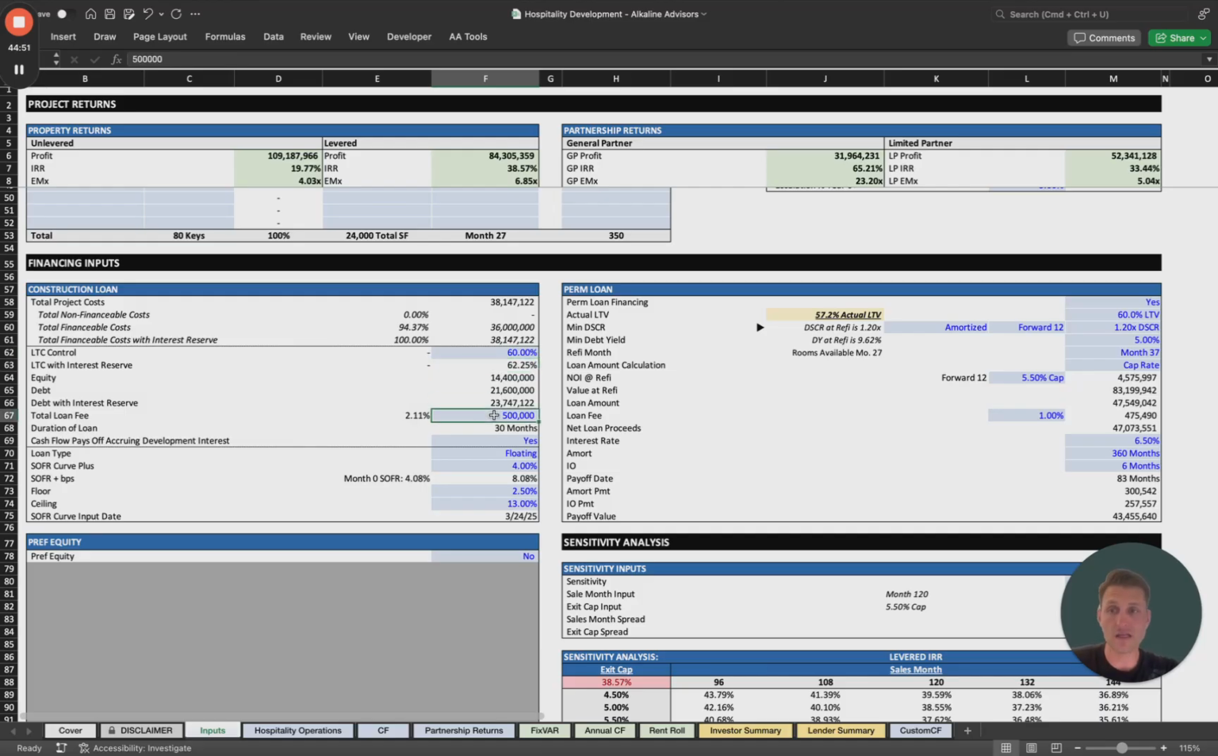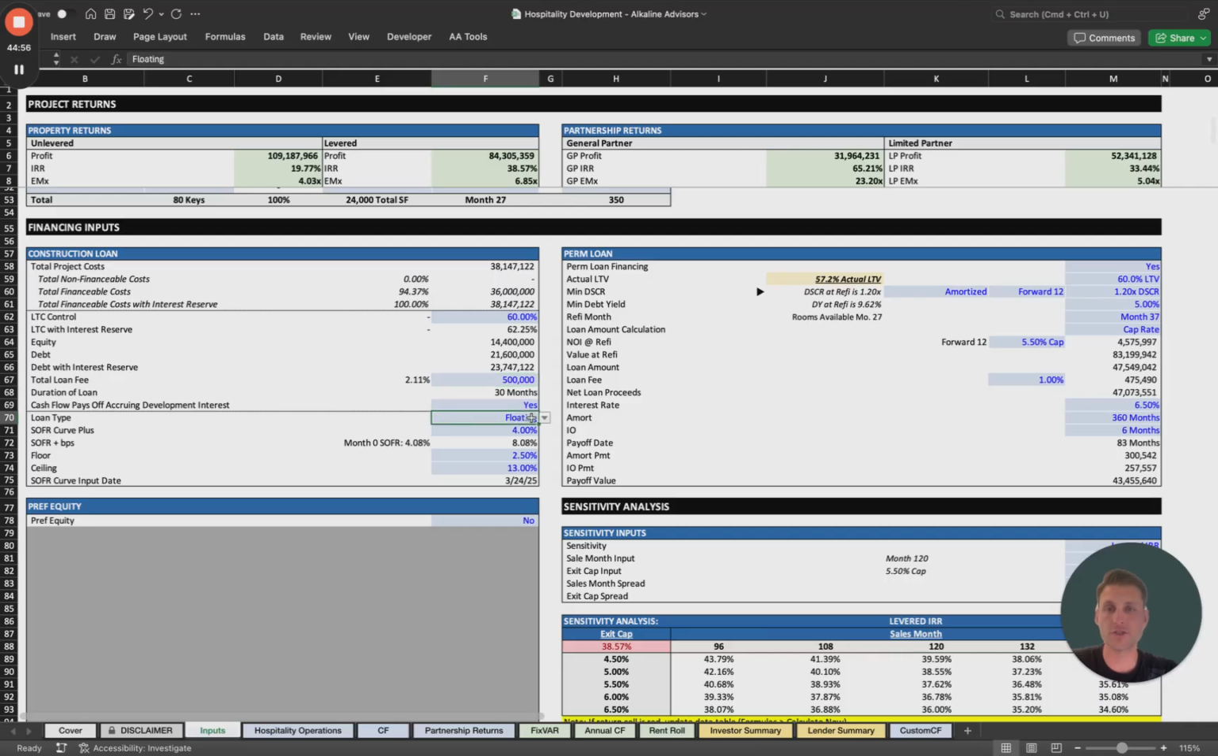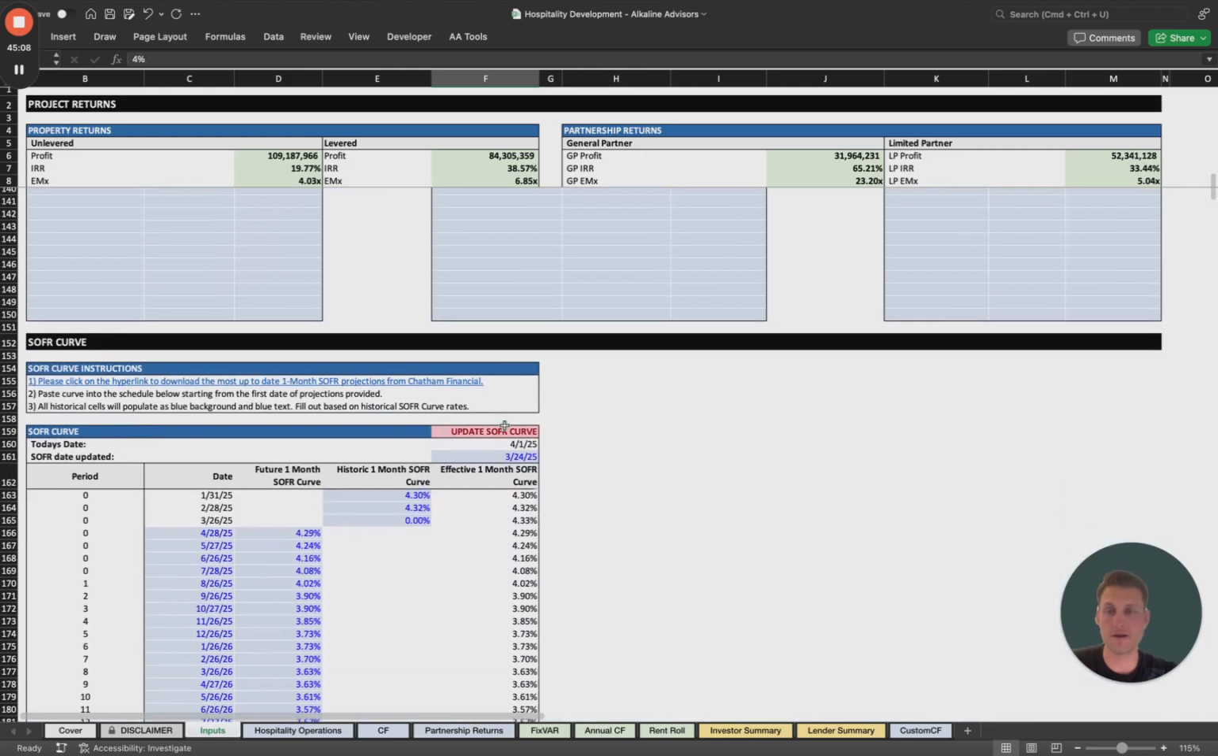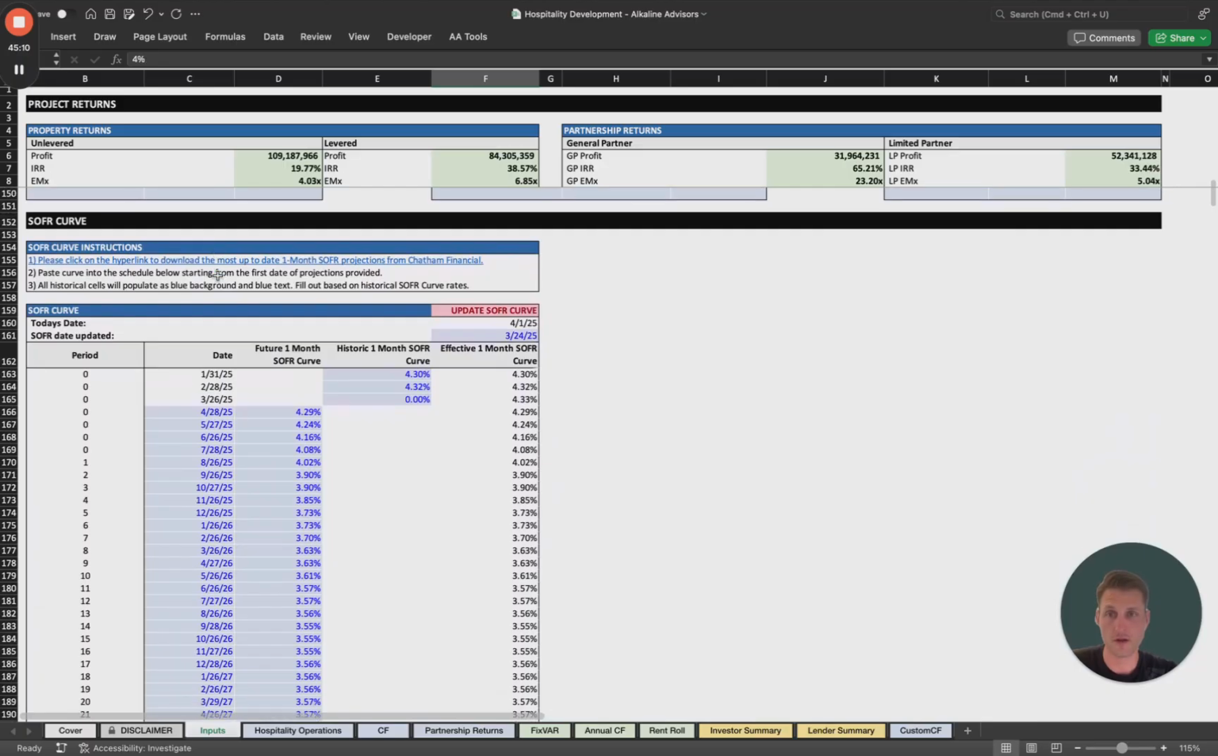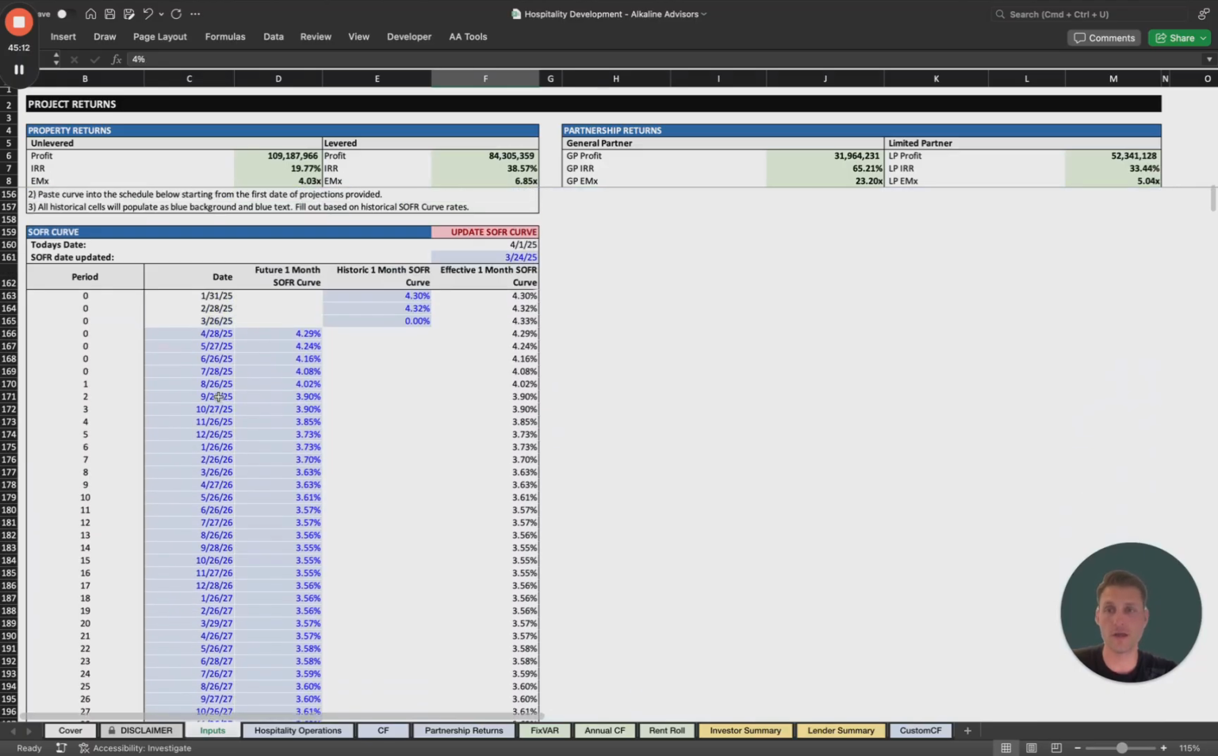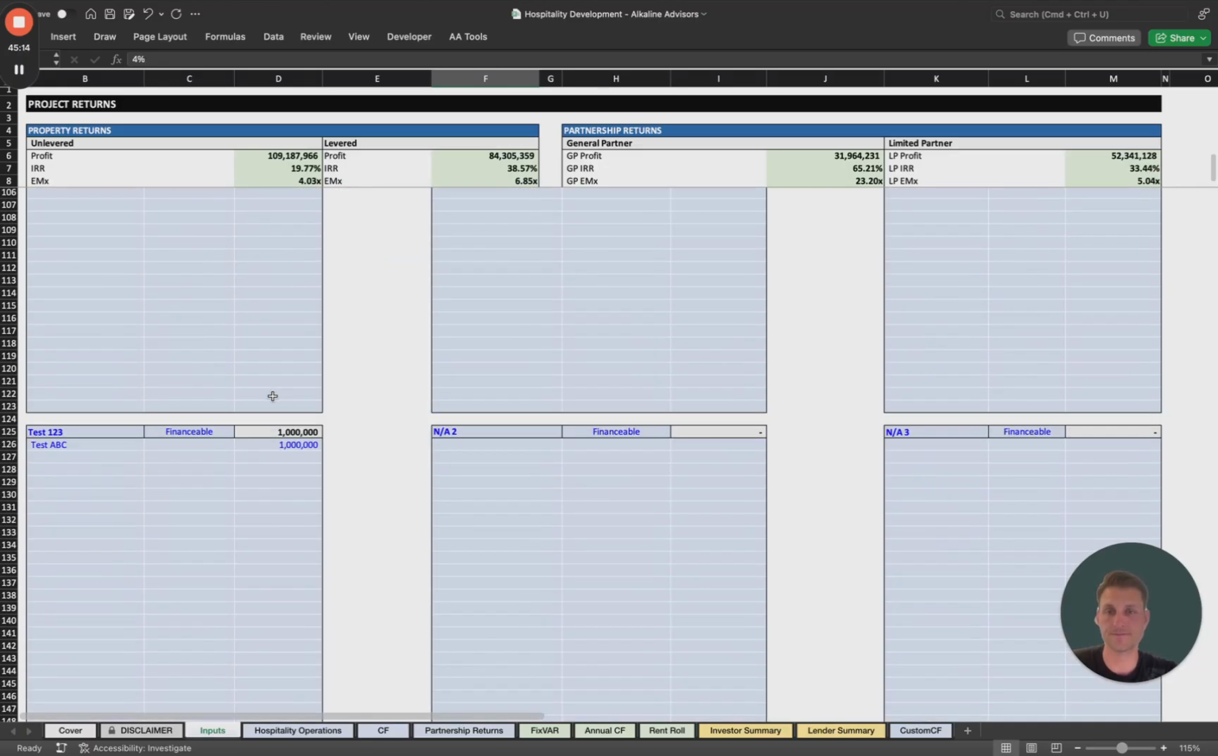And we can also dial in what our total loan fee would look like. We can choose if the loan type is a fixed rate or floating rate. If it's fixed, you just plug in the fixed rate. If it's floating, you would use points over SOFR, and the last bit of inputs on this tab is the SOFR curve. You would just paste in the forward-looking curve from Chatham Financial.